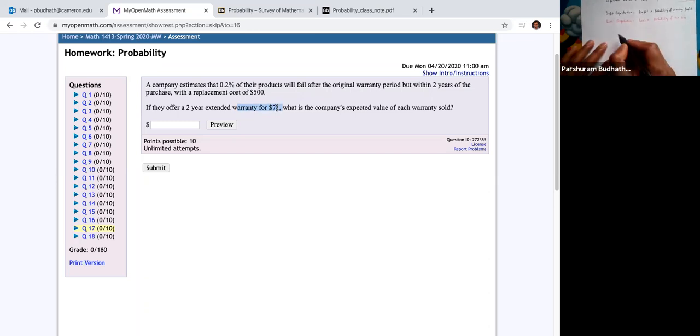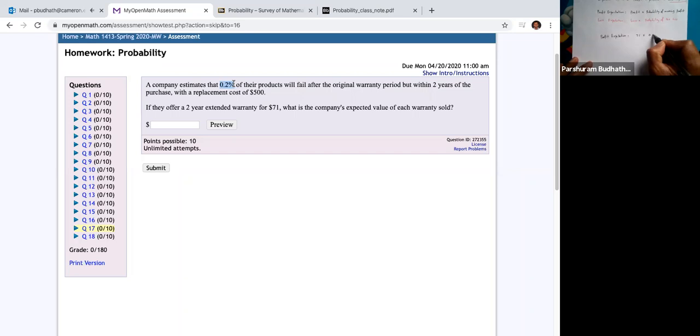So the profit expectation for the company is equal to profit, which is $71, times the probability of making profit. So you can see here, the only chance of failing that product is 0.2%. So the chance of not failing the product is 99.8%. 99.8% in the decimal form is 0.998, which is actually the probability of making profit.